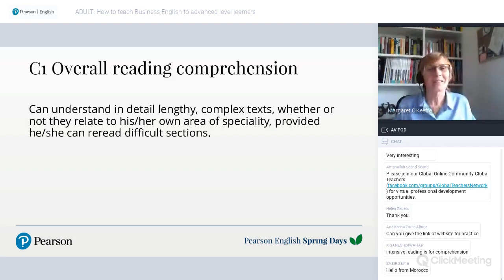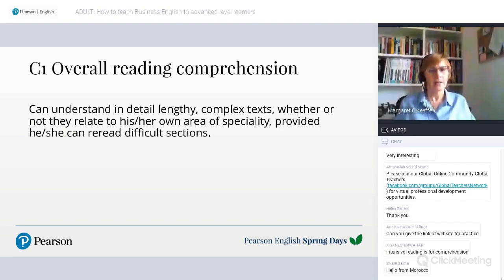Okay, so this is what the CEFR says about overall reading comprehension to be a C1 level learner. You can understand in detail lengthy, complex texts, whether or not they relate to his or her own area of specialty, provided she can reread difficult sections.